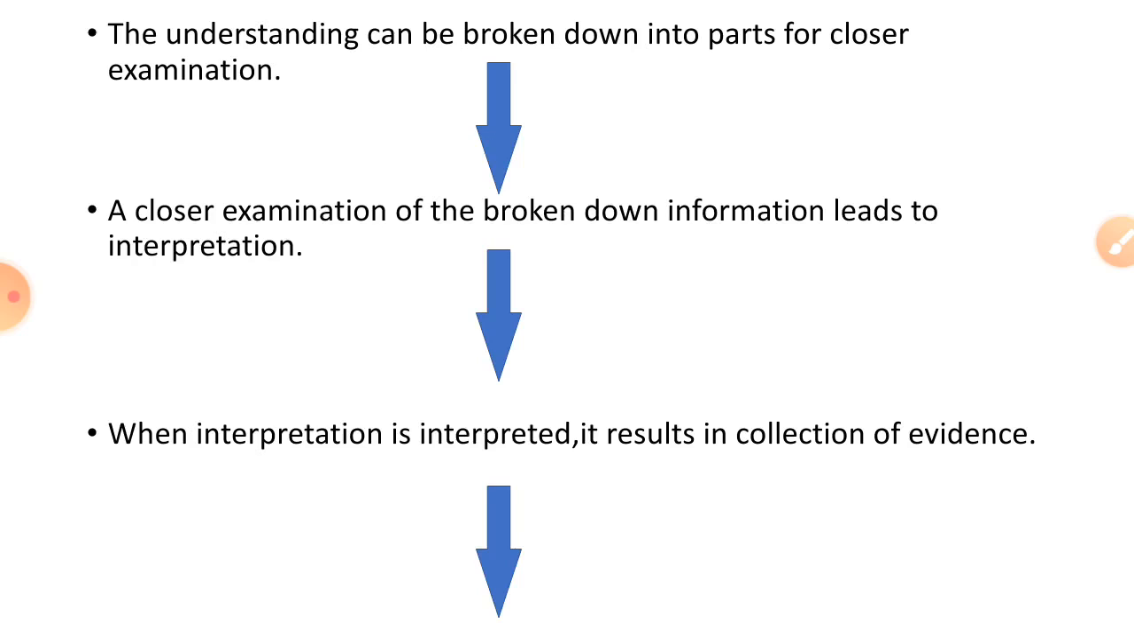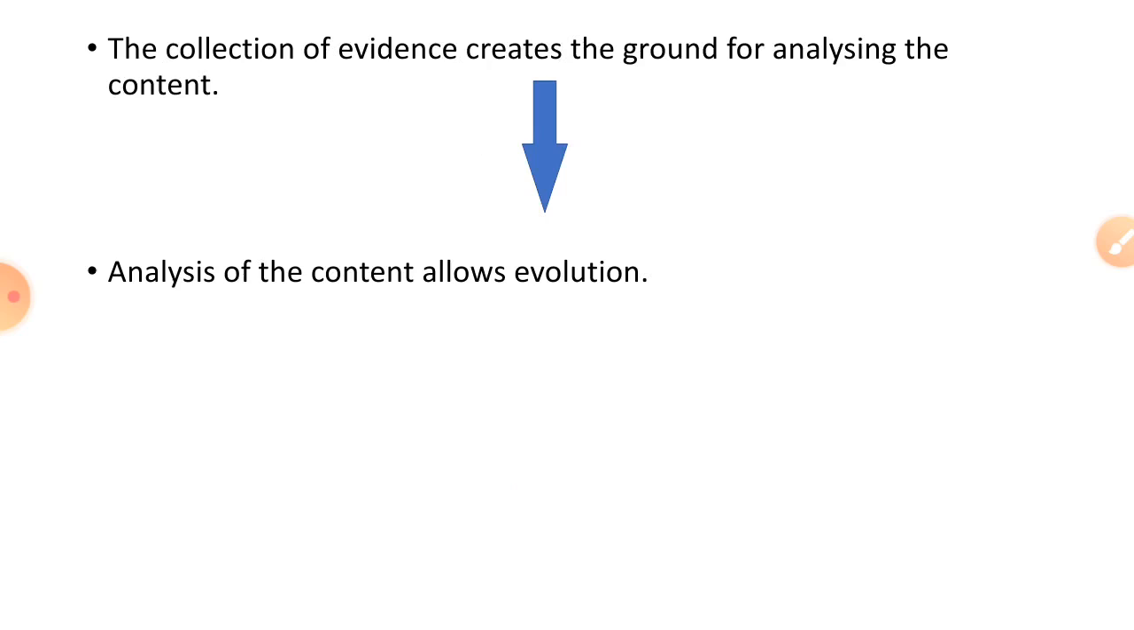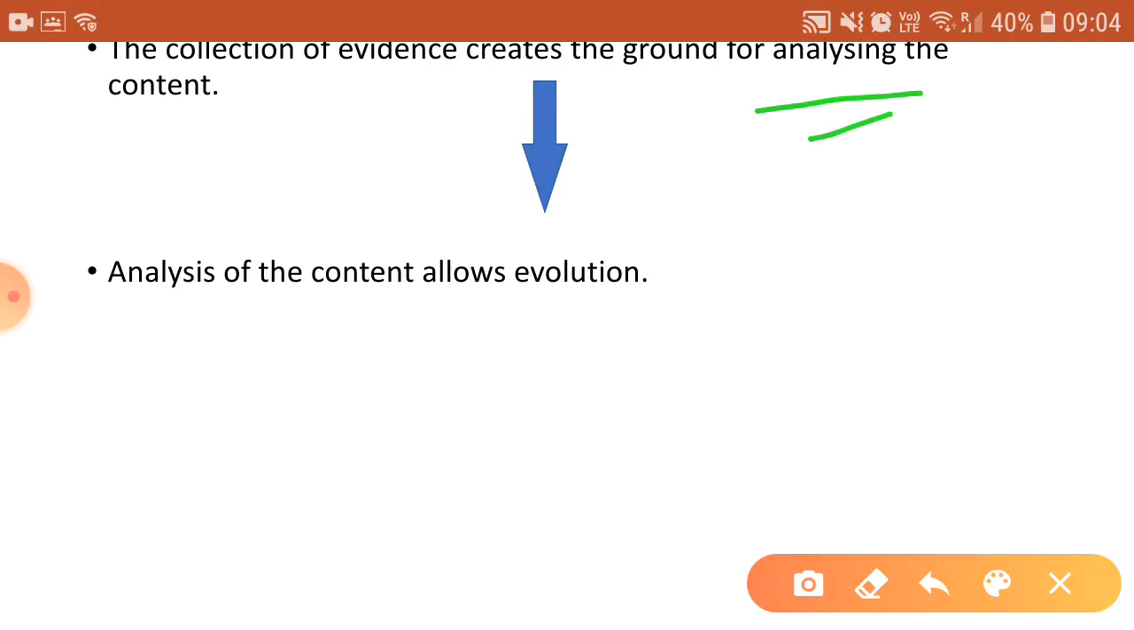You need to understand the text. You need to establish a relationship with the text, a relationship between the lines of the text, and then finally it will result in collection of all that evidence, collection of all those logics hidden behind the lines. And when all those logics are understood by you, the collection of evidence creates the ground for analyzing the content. You need to analyze the content, and finally the analyzing of the content allows evolution.